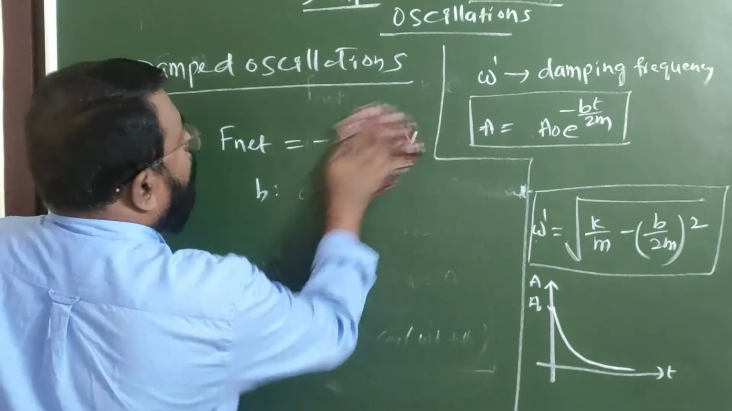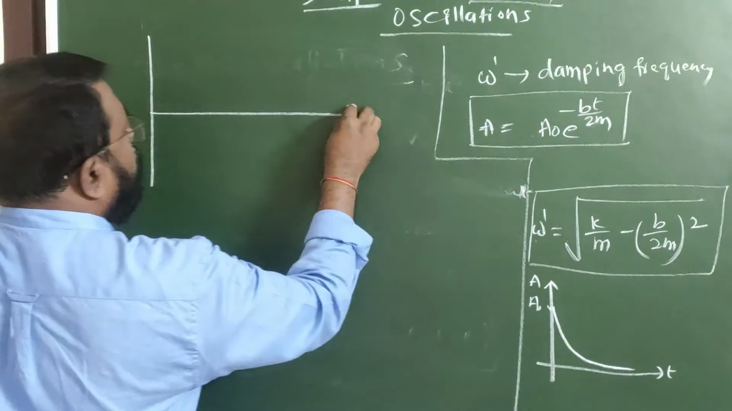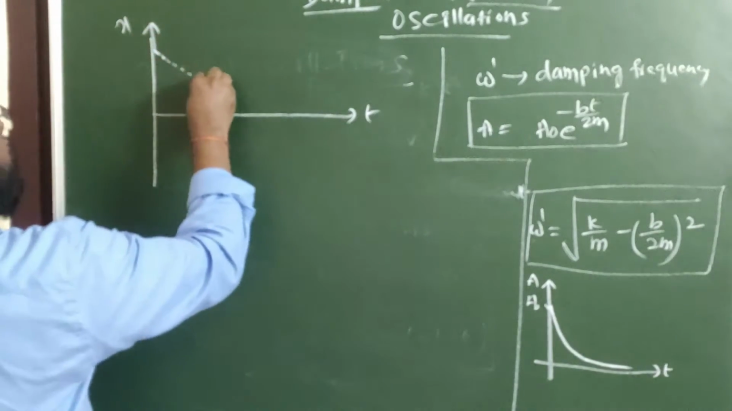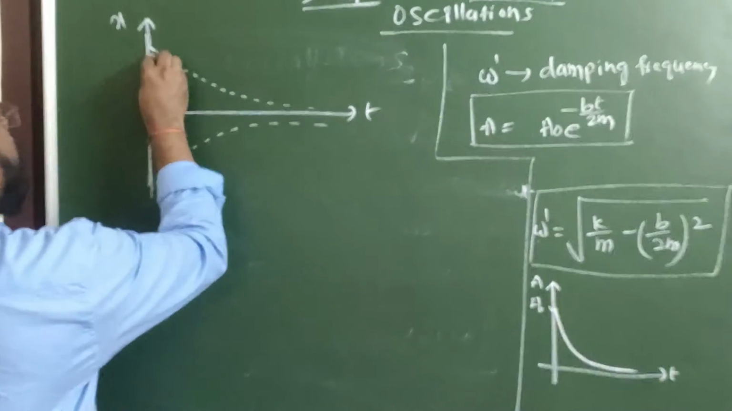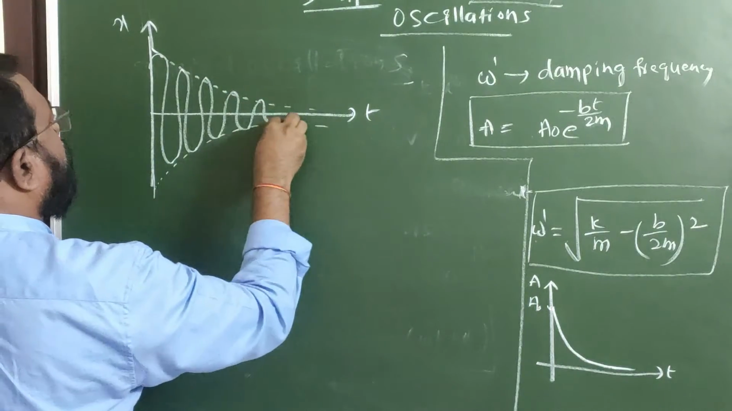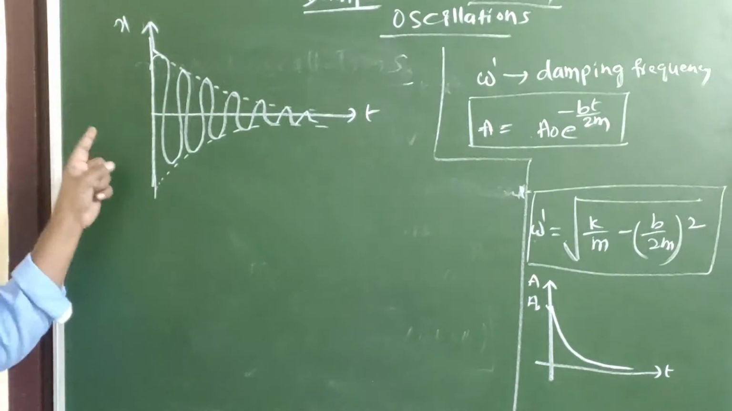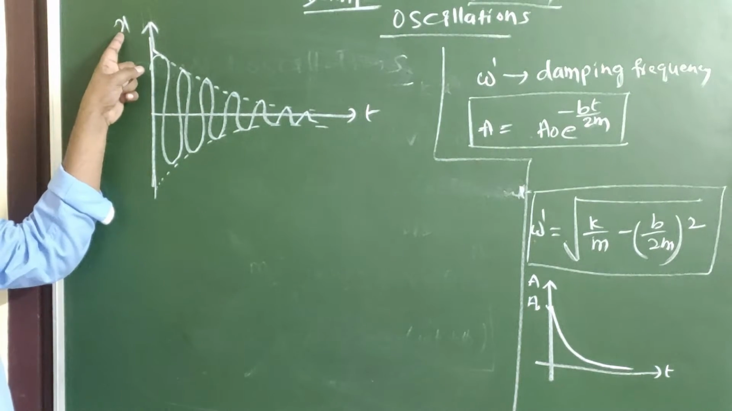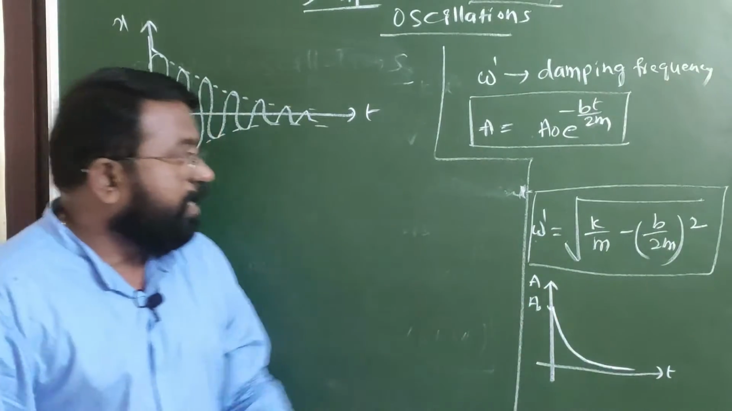See, if you draw the graph between x and t, this is t, here is x, this is the envelope of amplitude. See here, the amplitude goes on decreasing and finally tends to 0. This is the graph between displacement and time, and this one is the graph between amplitude and time. This is about damped oscillations.